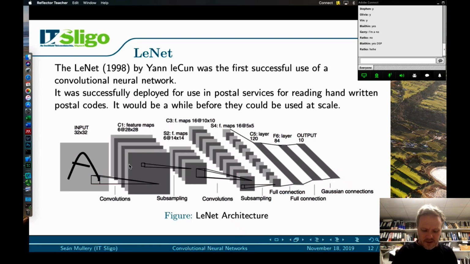The other thing we notice is that the image gets smaller as we go down to 14 by 14, then down to I think just 5 by 5, and then he has a few what we call fully connected layers before determining what the output is likely to be. In other words, determining what letter or what number we've got. Okay, so that was one of the first ones, but as I said, it'll be a while before we'll be able to use this at scale.